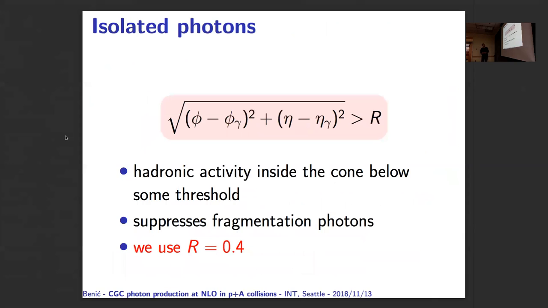And the last point before going to the numerics, we consider isolated photons. So we use this isolation criterion in the azimuthal angle and rapidity to be larger than some R. In the experiment, they also make a cut on the hadronic activity inside this cone to be below some threshold. Essentially, this suppresses collinear emissions such as fragmentation photons. In our calculation, we use a simplistic approach in some sense, so we don't include this fragmentation component. We basically just cut out all the photons that are inside of this cone, and the value for the cone radius is taken to be 0.4, which is the LHC value.